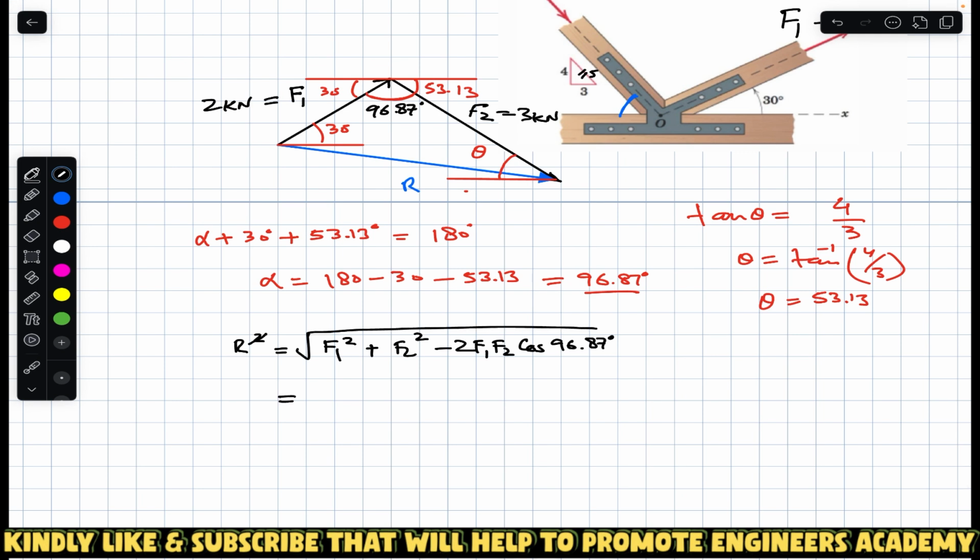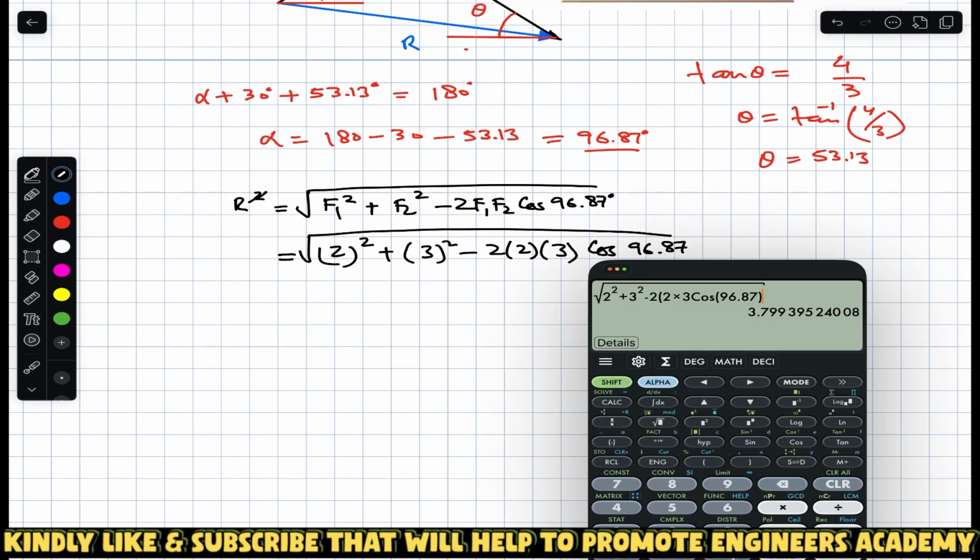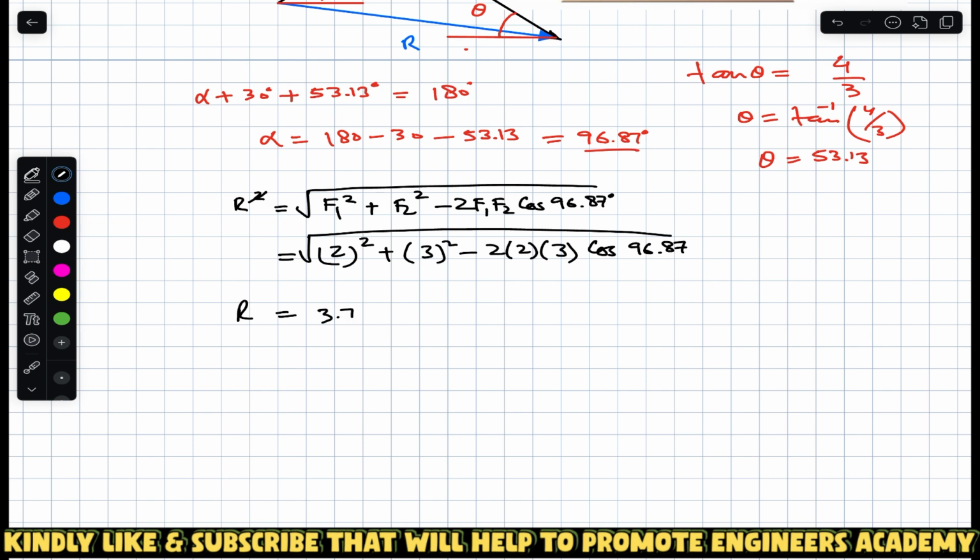So f1 is 2 square, f2 is 3 square, minus 2 into 2 into 3 cos of 96.87 degrees. Taking the square root, this will give us the resultant magnitude, which is equal to 3.799 kilonewton.